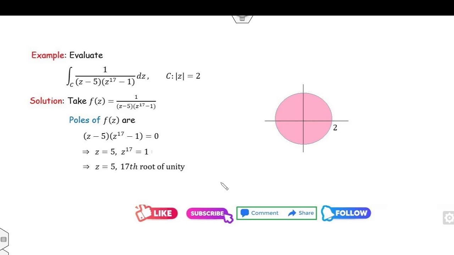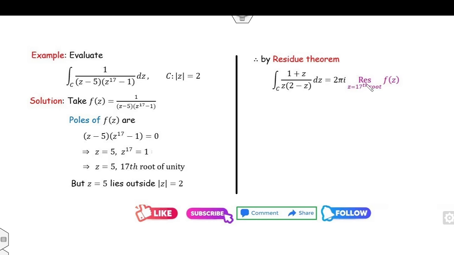Root of the unity. So you can see 17th root of the unity, or you can say this is 5. You can also say it's 1, omega, omega square up to omega 16. Fine. Now out of all these roots, how many lie inside? Clearly, z equal to 5 lies outside the circle or outside the domain. Fine. While all these roots, because the product of the roots is 1, all these roots lie inside the circle.